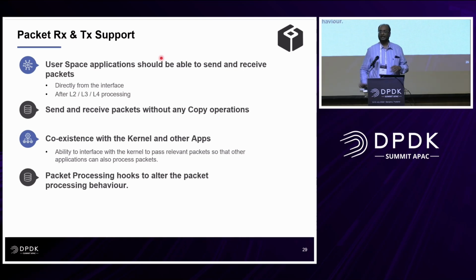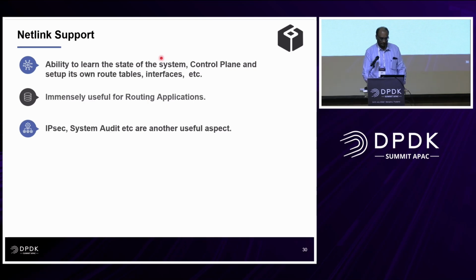And again, there will always be situations where other applications will also be running in the system which are non-data path applications. They can generate some state which can be shared with these user space applications, and the coexistence has to be allowed. And again, the hooks to alter the packet processing behavior. These are like the netlink support, as I mentioned, where we are able to understand the state of the system, what is happening, and update the applications with that.